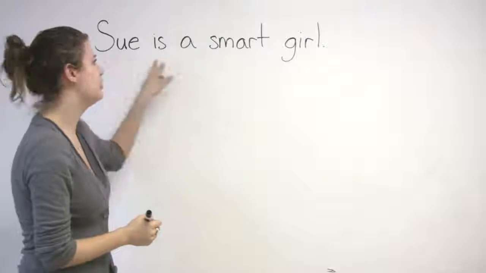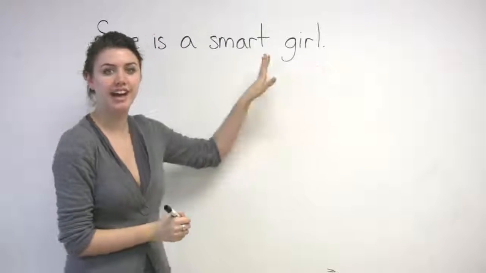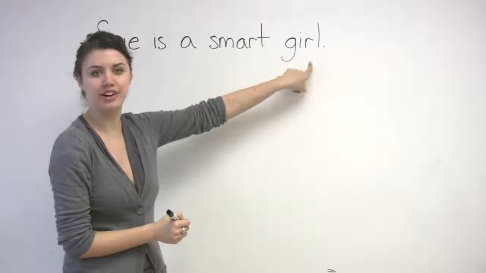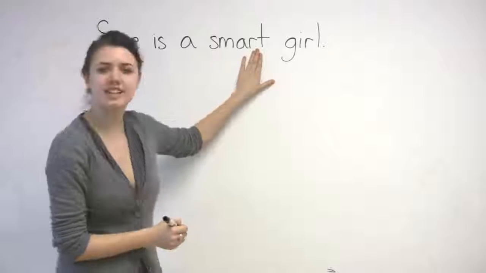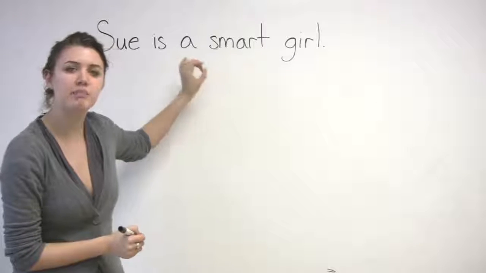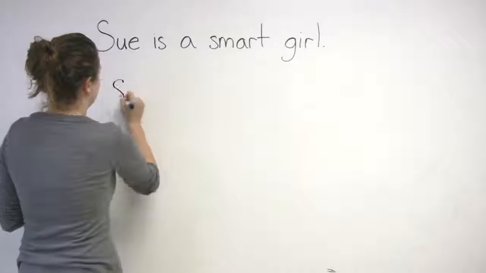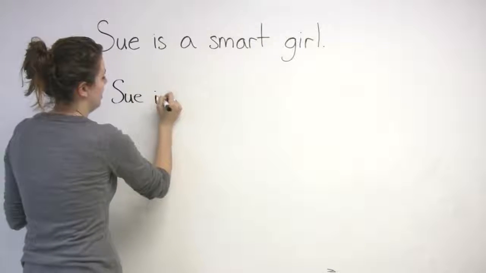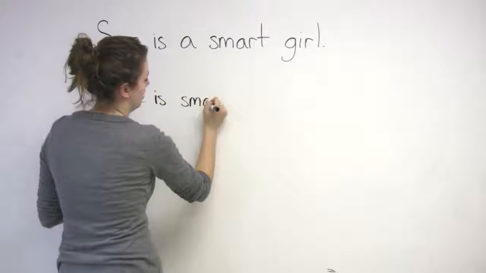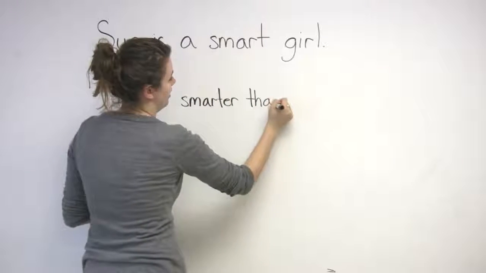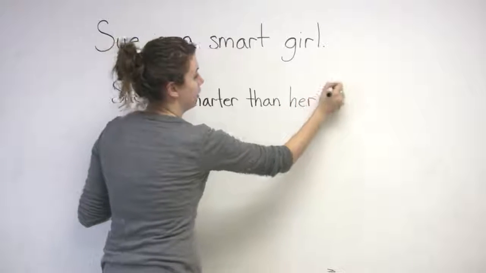Okay, so Sue is a smart girl. The adjective is smart, and it's describing Sue, the girl. So, this is an adjective. If we wanted to make this a comparative adjective, so Sue is smarter than her brother.